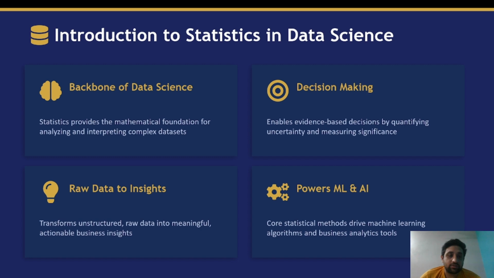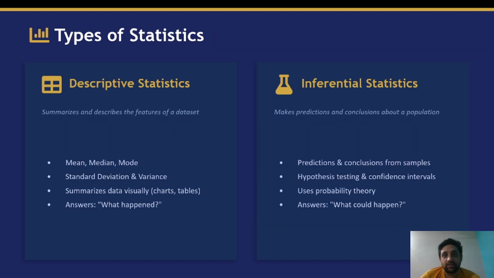Now let's come towards the types of statistics. There are two main types of statistics, descriptive and inferential. Descriptive statistics focuses on summarizing and describing data. It uses measures like mean, median, and mode, along with charts and tables, to answer the question, what happened? For example, calculating the average sales of a company over a year.